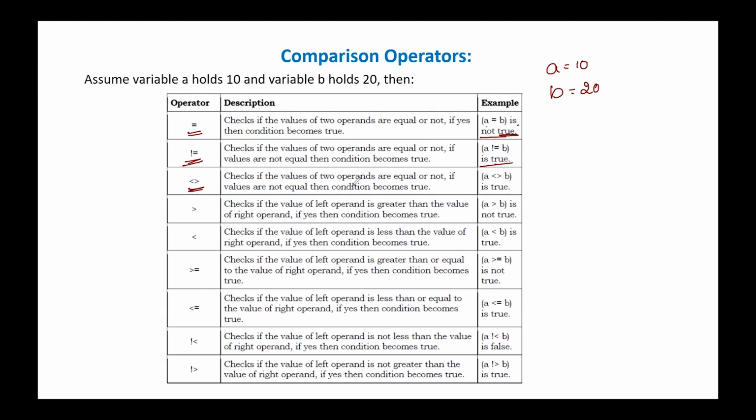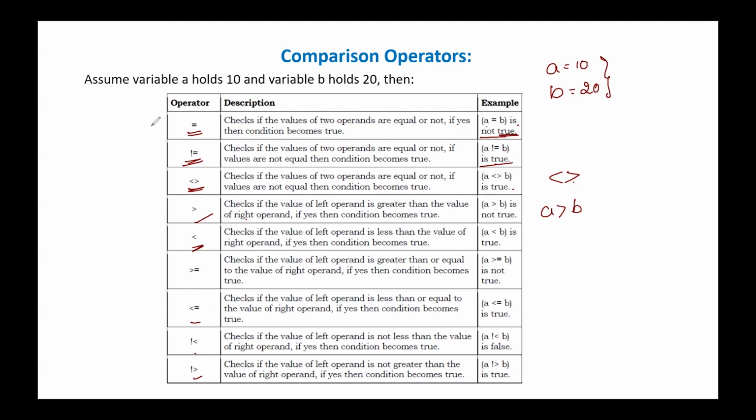Here, it checks if the values of the two operands are equal or not. If values are not equal, then the condition becomes true. So when it is not equal to, in this case, it will become true. This checks if the value is greater. If I say A greater than B, since it is false, it will return false. And in this case, A is less than B, so it will return true. This is greater than or equal to, less than or equal to. This is not less than, and this is not greater than.